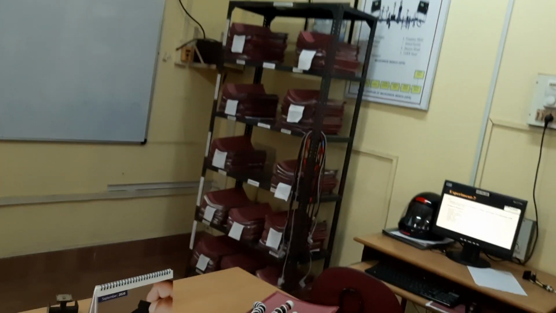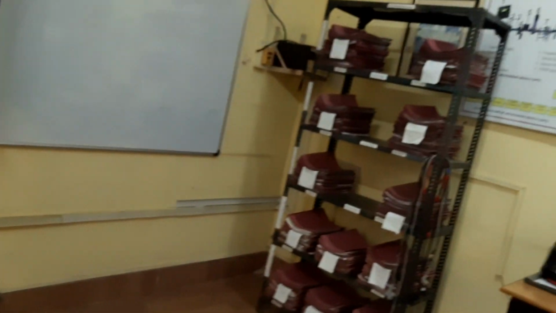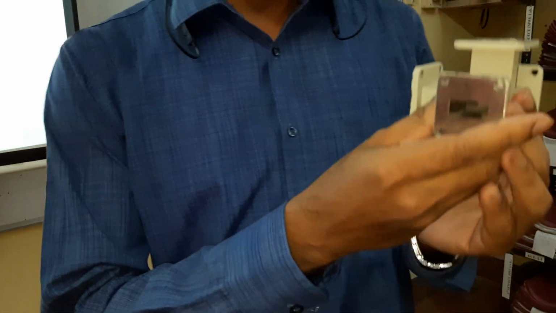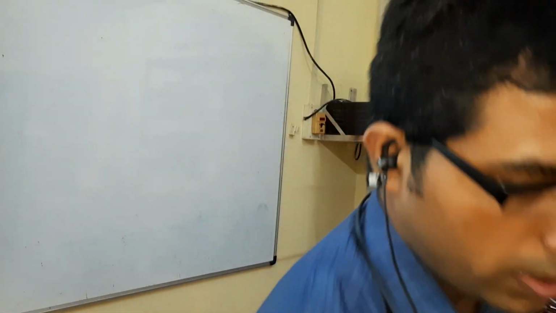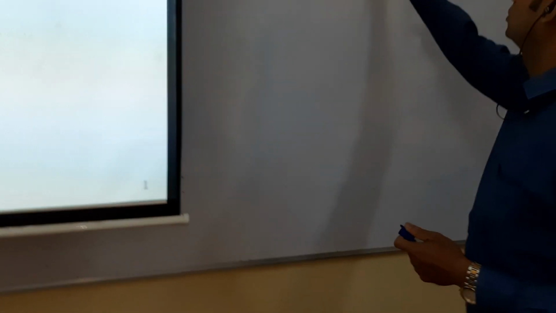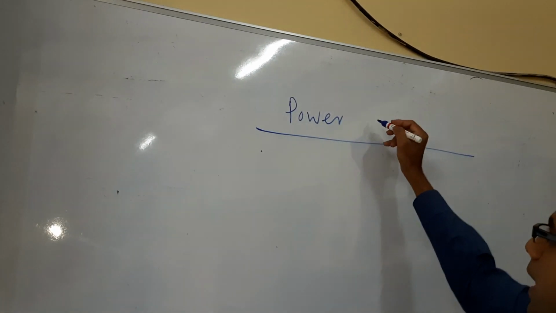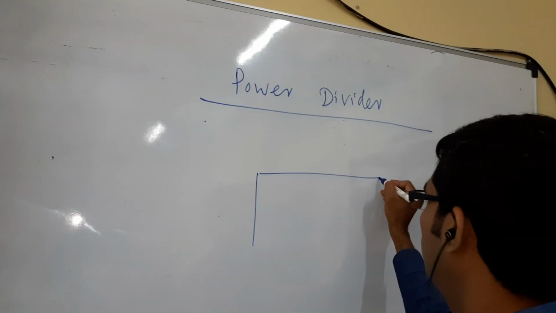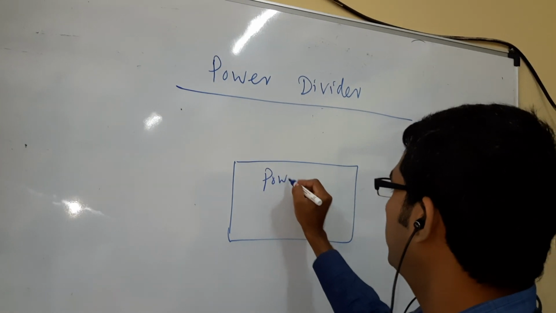Let me bring the magic T. So this is called the magic T. You can see, this is nothing but a power divider. So what is a power divider? So we have, in microwave components, a power divider. What do you mean by a power divider? This is the block diagram of a power divider.